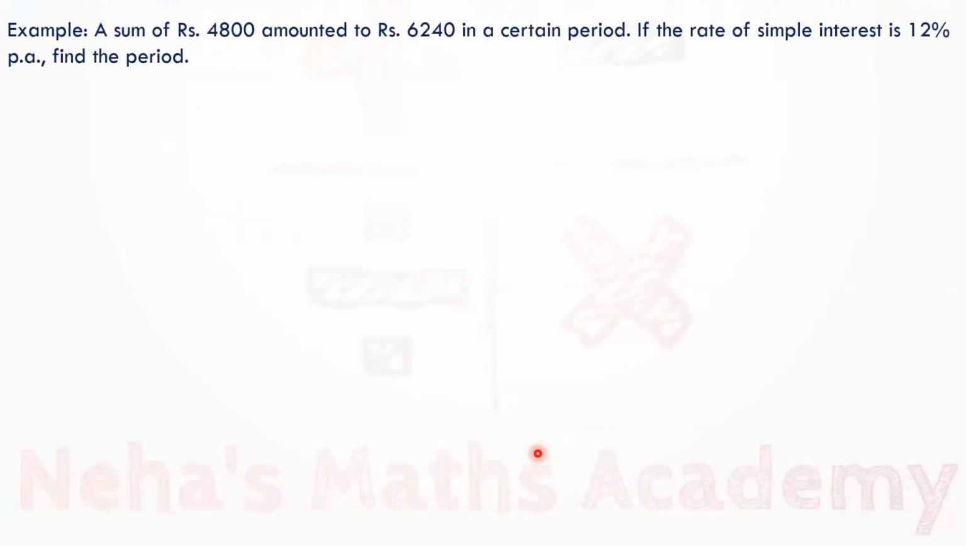Next example. A sum of rupees 4800 amounted to rupees 6240 in a certain period. If the rate of simple interest is 12% per annum, find the period. Here we have given P rupees 4800, amount is rupees 6240, and rate of interest 12% per annum. We have to find the time period, that is n.